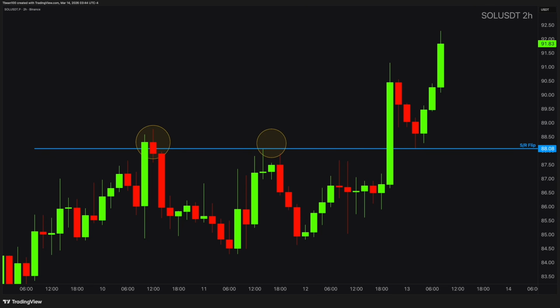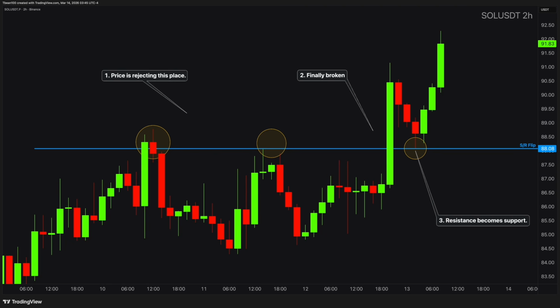We have this very clean SR flip location sitting just below the $90 level. As you can see on the chart, price keeps rejecting this area over and over again. But later on, this level finally gets broken extremely fast and very strongly. What happens here is a classic support and resistance flip, where the previous resistance now turns into a support area.